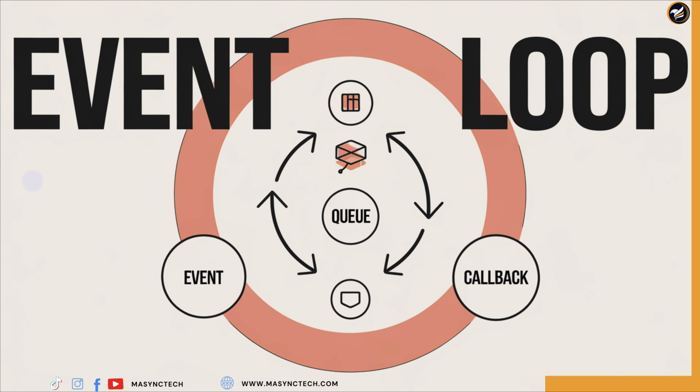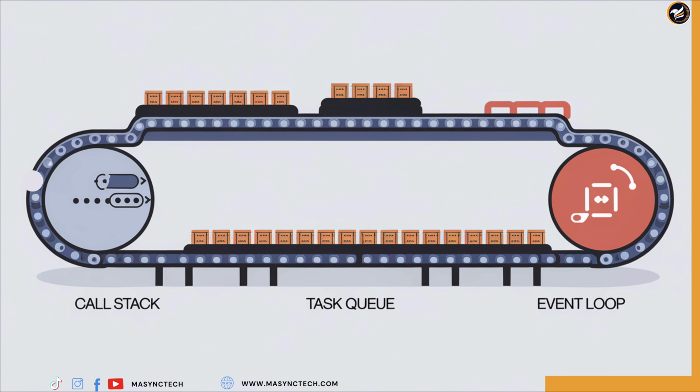How does asynchronous code work or get executed? It uses a concept called the event loop. So what is an event loop? In JavaScript, it is a mechanism that allows asynchronous operations to execute non-blocking code. It works with the call stack and task queue to manage the order in which code is executed. Here is how it works. Let's begin with the call stack.